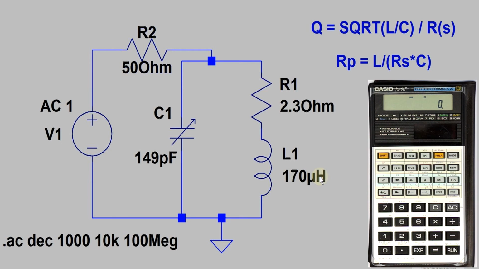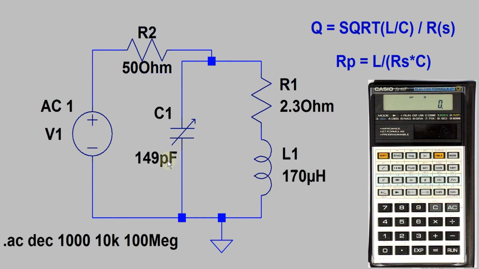So now here I've put our lossy RLC tank circuit. It's no longer an LC tank circuit, it's an RLC tank circuit. Into LT-Spice, you can see our coil with 170 microhenries inductance. We have our DC resistance of 2.3 ohms, and I've calculated the necessary capacitance for the variable capacitor to give a resonant frequency of exactly 1 megahertz. And this comes out to 149 picofarad.